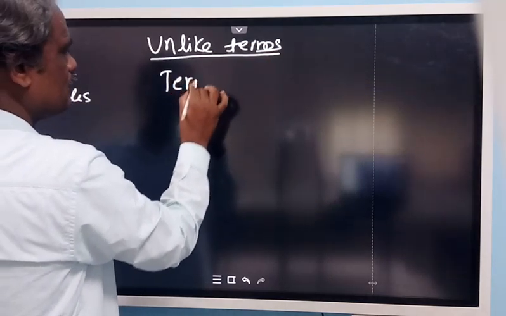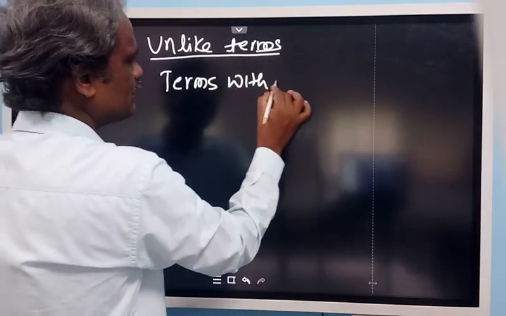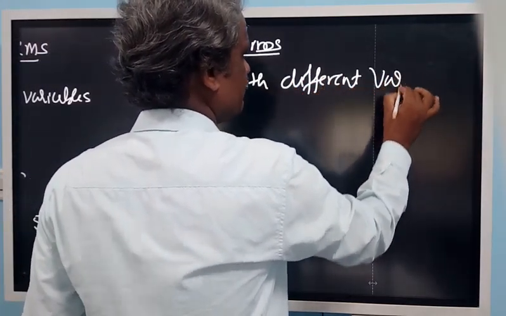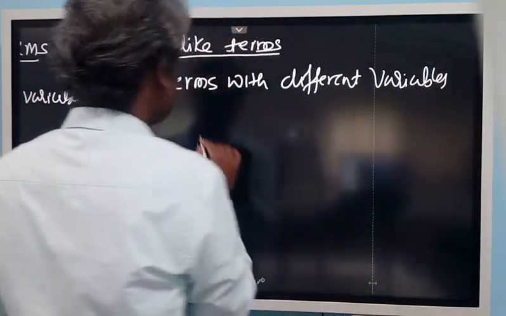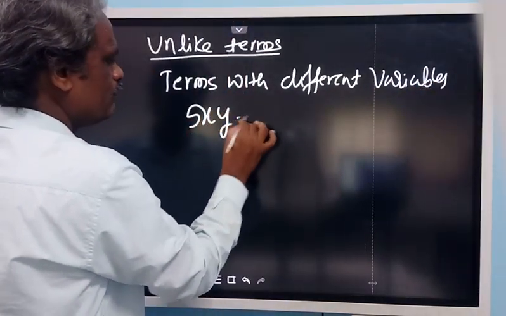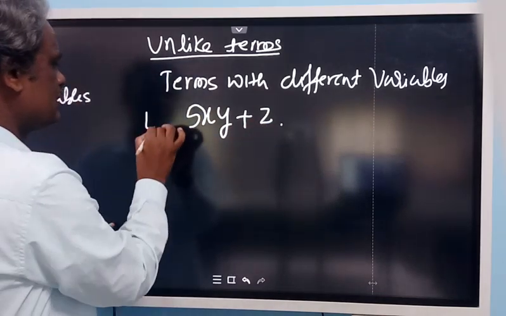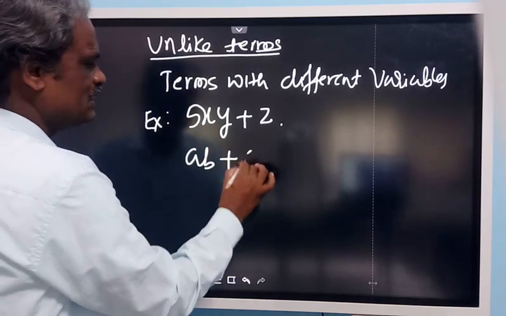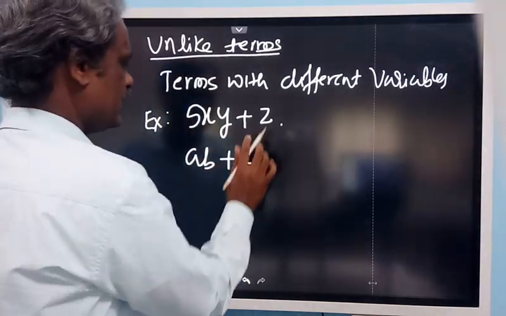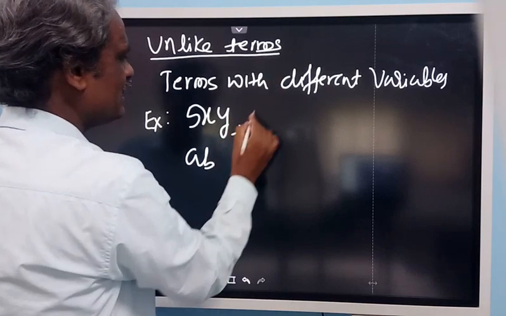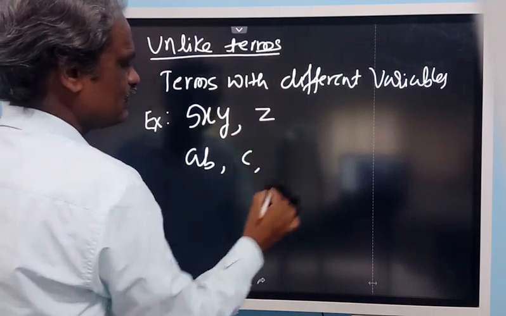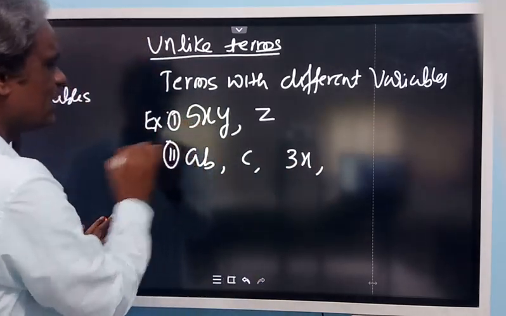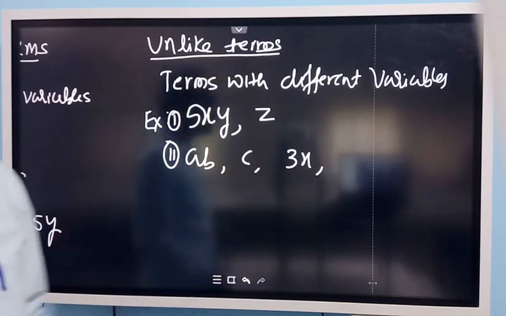Terms with the different variables. For example, 5xy plus z. This is one example. Then another one, AB plus C. See this expression: 5xy and z, AB, C, and then 3x. So these are all the examples for unlike terms.